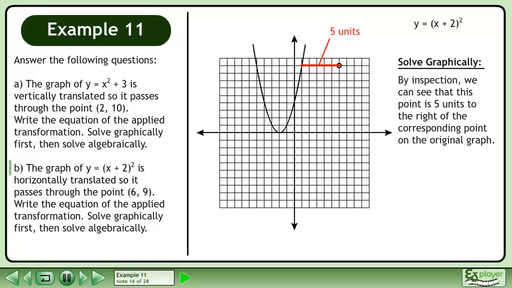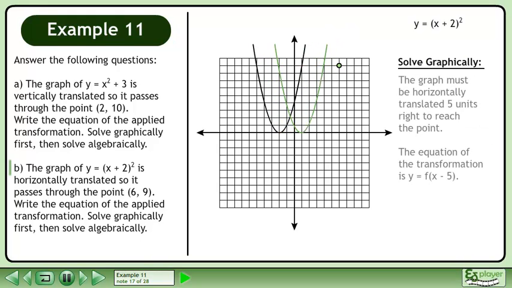By inspection, we can see that this point is 5 units to the right of the corresponding point on the original graph. The graph must be horizontally translated 5 units right to reach the point. The equation of the transformation is y equals f of x minus 5.